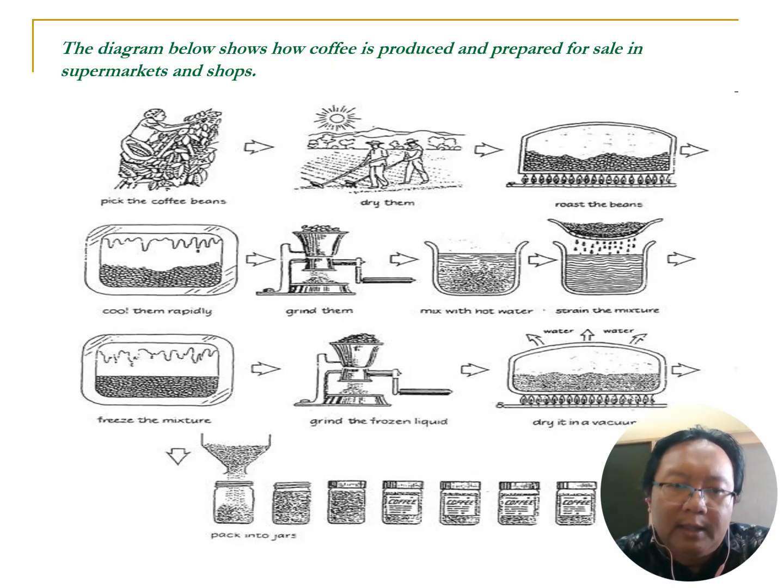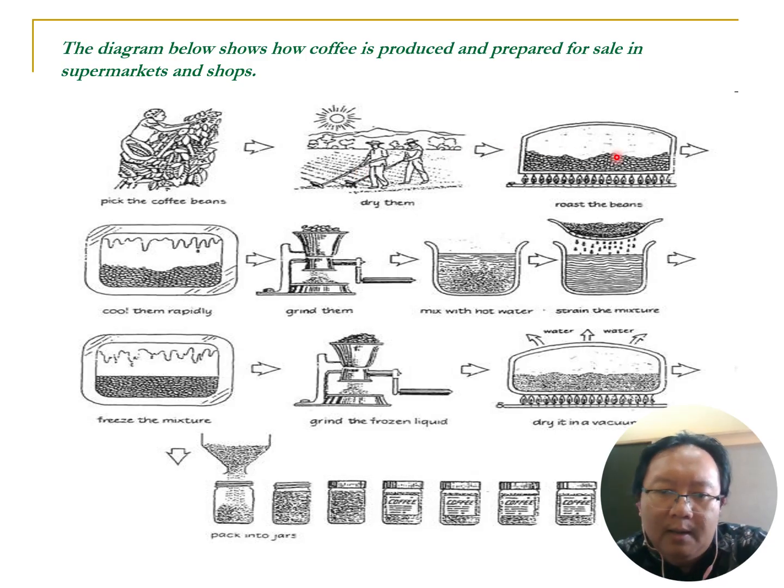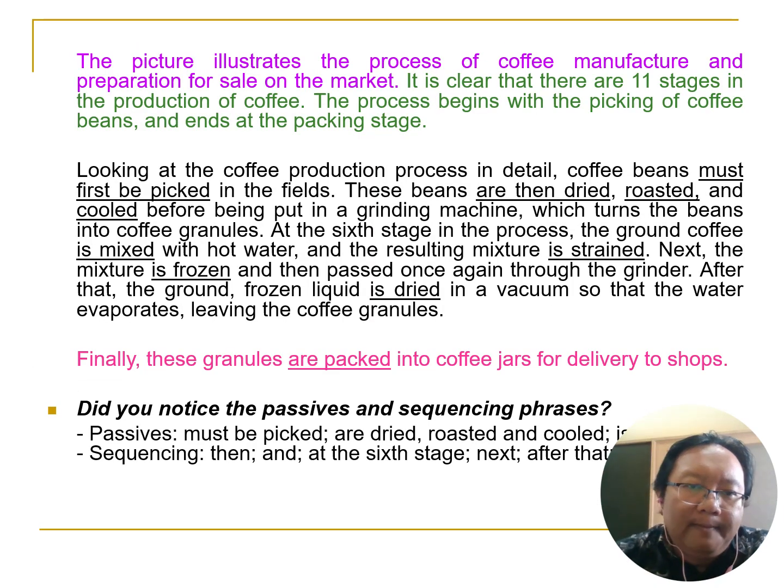a coffee production. So you can see in here there is a farmer picking the coffee bean, and then they dry it in the sun, and after that the coffee bean is roasted in the jar, in some kind of vacuum. So you use more passive voice. So we can see this one, this is the answer.